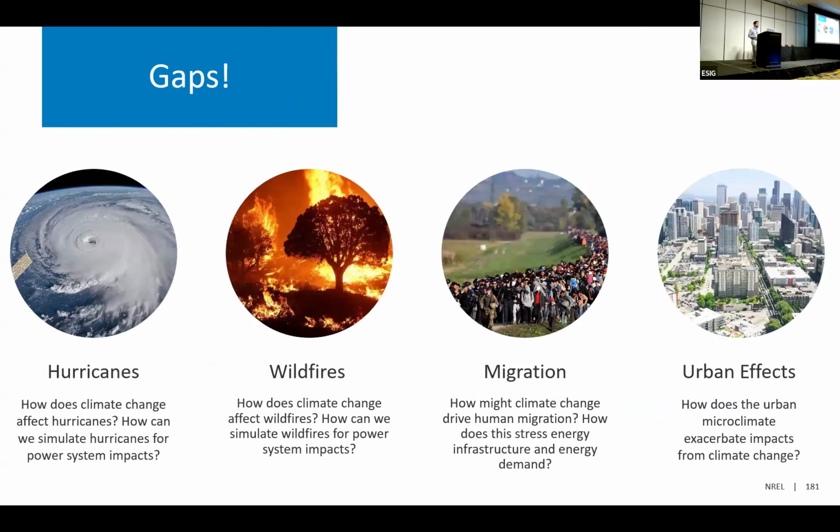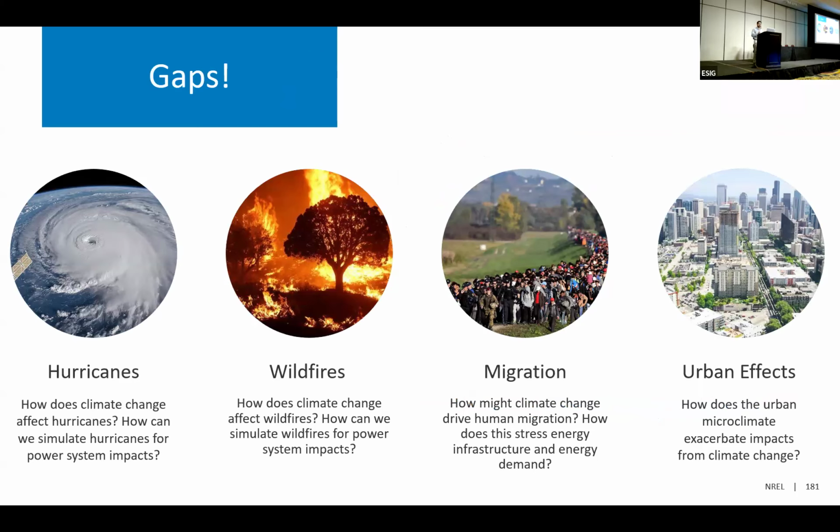There's plenty of gaps in Sup3rCC. There's plenty of things Sup3rCC cannot represent. So hurricanes are not well represented. There's no wildfires. We don't have any sort of representation of population migration. And urban effects was also a big gap, the effect of local microclimates from the built environment.